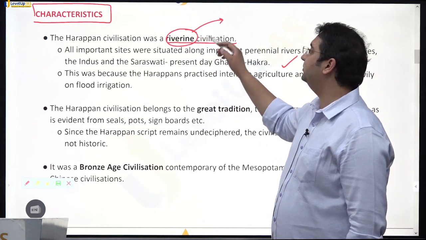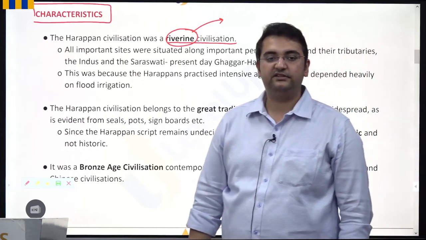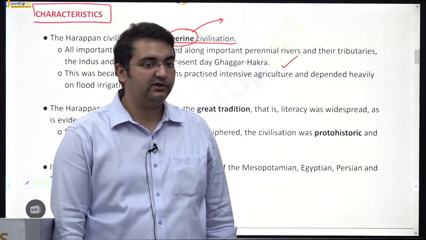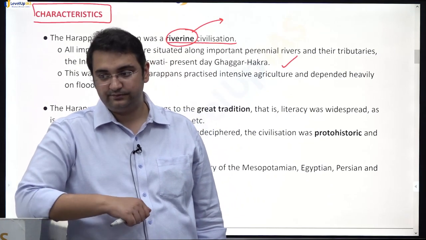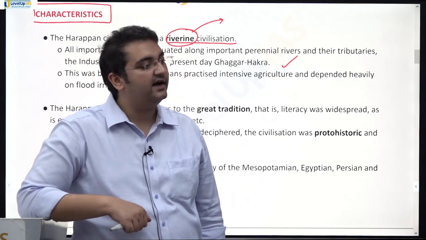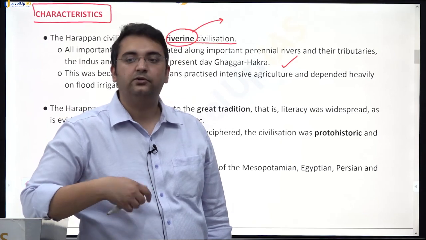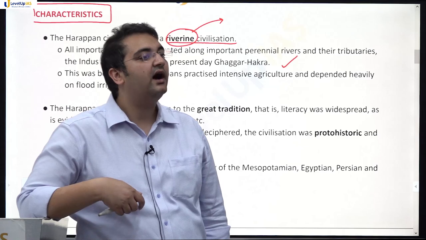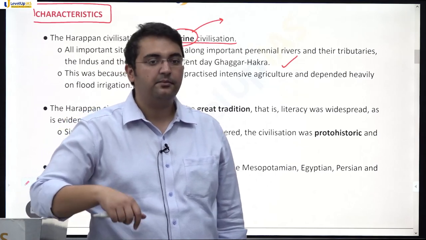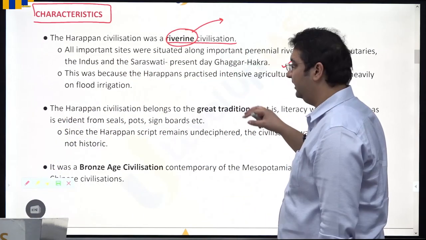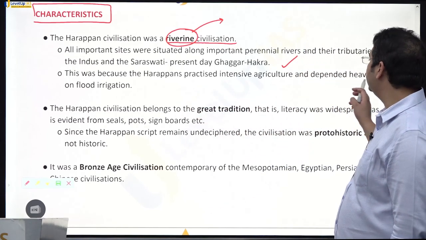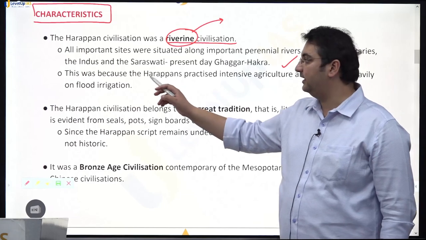What does this tell you? Why do you think it was a riverine civilization? What was the significance of rivers for the survival and health of the civilization? Because of their agricultural importance. So that means the economic basis of the civilization was a large agrarian surplus based upon river irrigation. This was because the Harappans practiced intensive agriculture and depended heavily on flood irrigation.